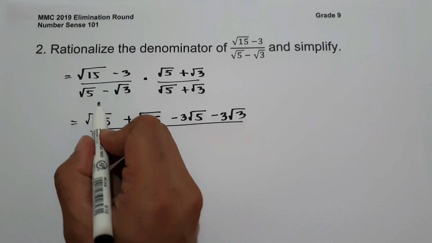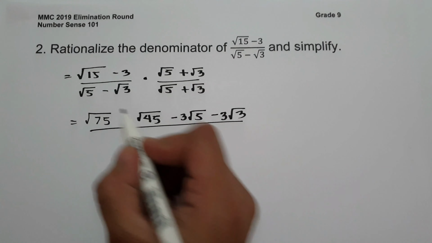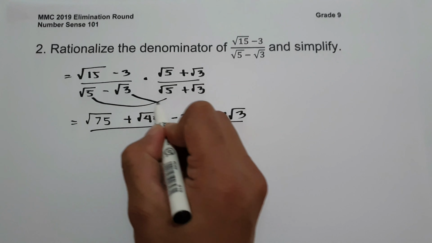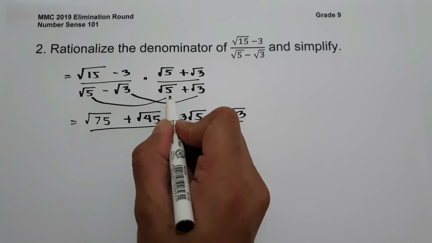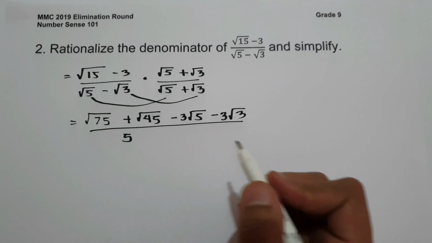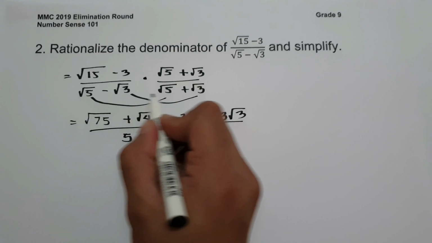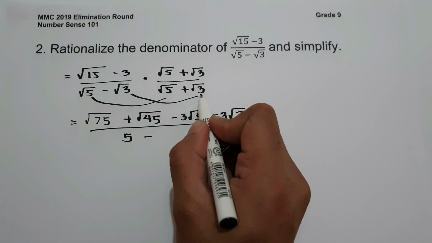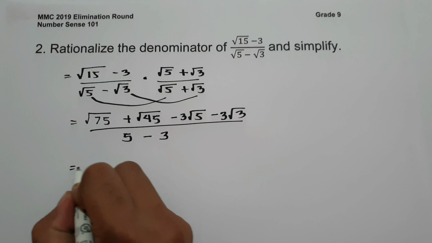And then, let us multiply the denominator. Whenever we multiply a conjugate, we multiply the first term to the first term and the last term to the last term. Square root of 5 times square root of 5 is square root of 25, and the square root of 25 is 5. And then negative times positive is negative. Square root of 3 times square root of 3 is square root of 9, and the square root of 9 is 3. So let us simplify.